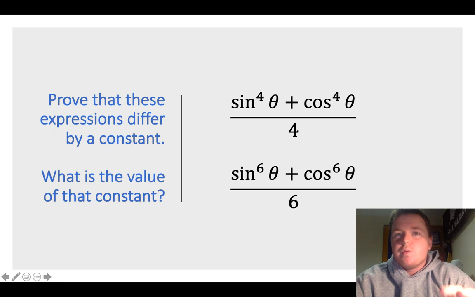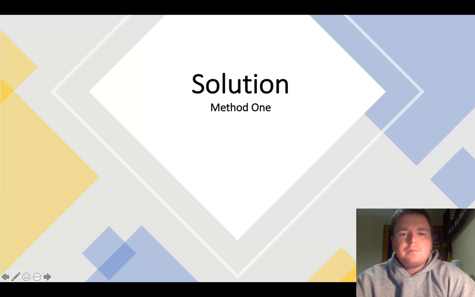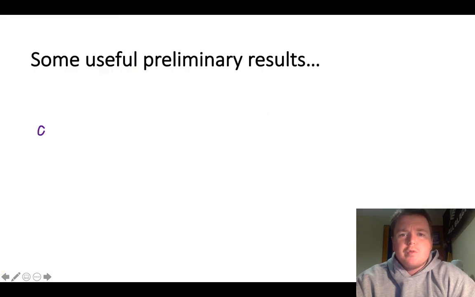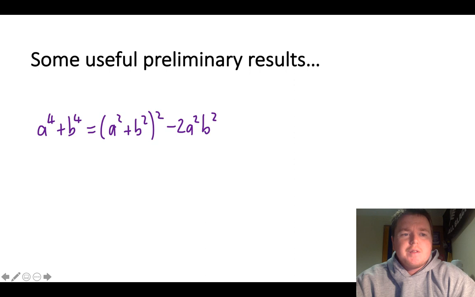Think of it like sine squared plus cosine squared equals a constant. These things here differ by one. Alrighty. Solution. Some results that we're going to use. This is kind of like completing the square. A to the power of 4 plus b to the power of 4 is equal to that.